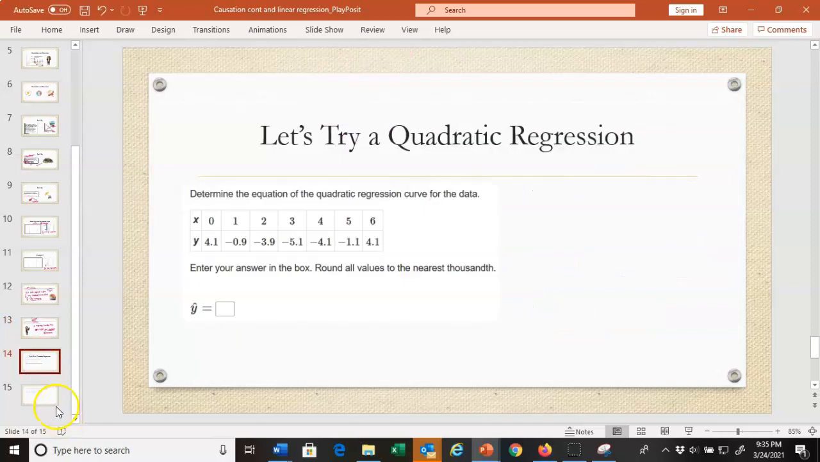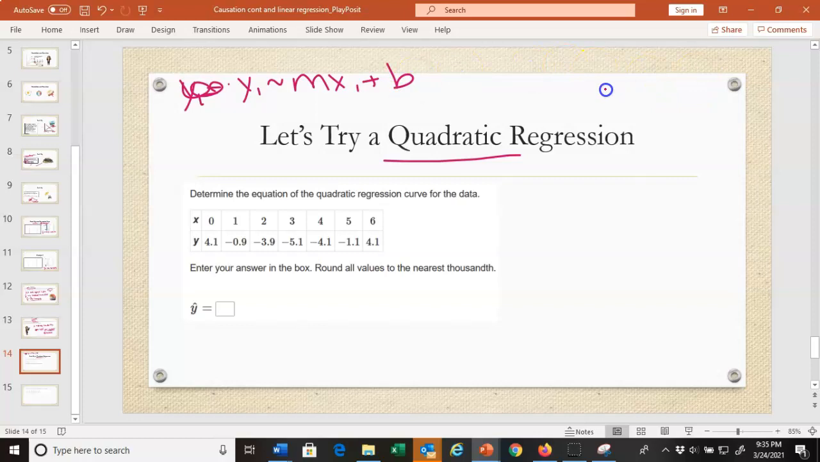Okay, so now that we've done linear regression, let's try quadratic regression. The cool thing is it's pretty much the same. The only difference is, with linear, we used this equation, right? Oops.